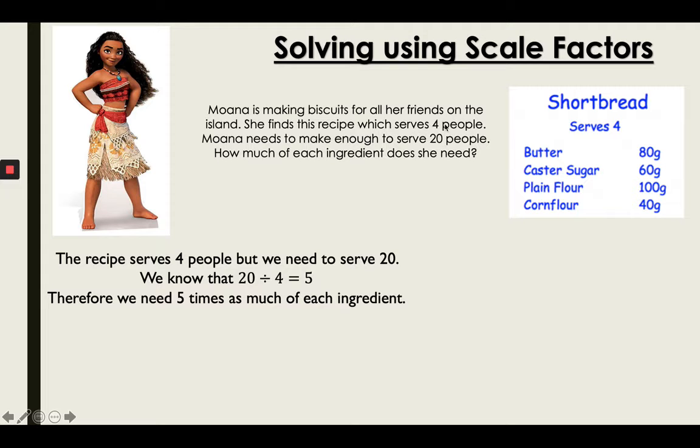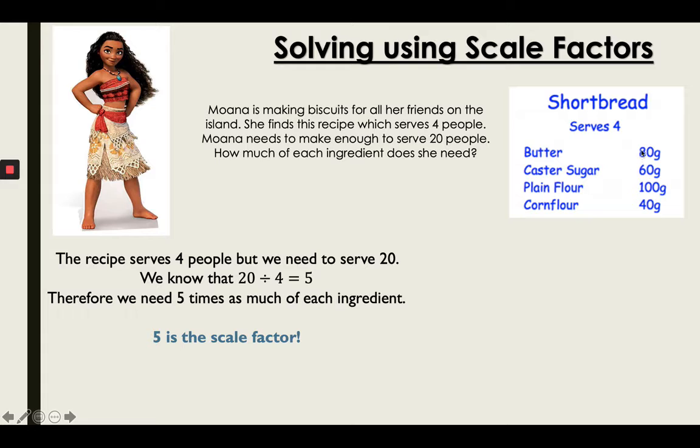So we know that 4 times 5 would give us 20, and we can see that here. So you could do 20 divided by 4 would give you 5. So she needs 5 times as many ingredients. So that means that your scale factor is actually 5. So the amount you need is 5 times bigger than the recipe.